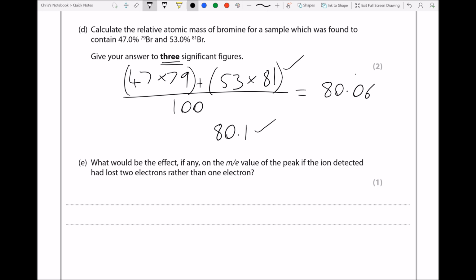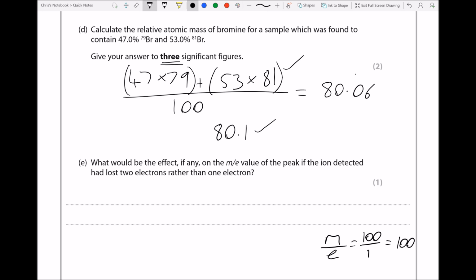Right, part E. What would be the effect, if any, on the m/e value of the peak if the ion detected had lost 2 electrons rather than 1 electron, sorry? Right. So remember, this is the m/e value, so this is a mass to charge value. Let's say, for example, we had a mass of 100 and a charge of 1, so it just lost 1 electron. That would basically just be 100.